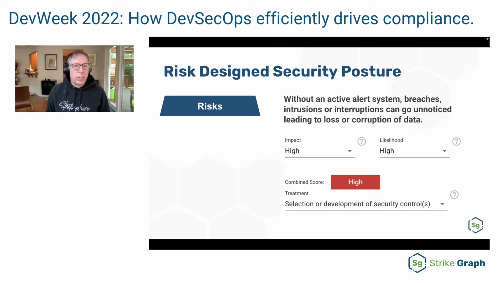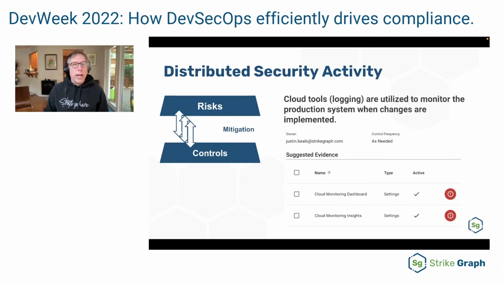And this is a great example of one. Without an active alert system, breaches or intrusions or interruptions are going to go unnoticed, leading to a loss of data. So this risk for most organizations with an online technology tool is high, and you're going to pick controls to mitigate that risk. And the controls that you pick are where DevSecOps really comes into play.